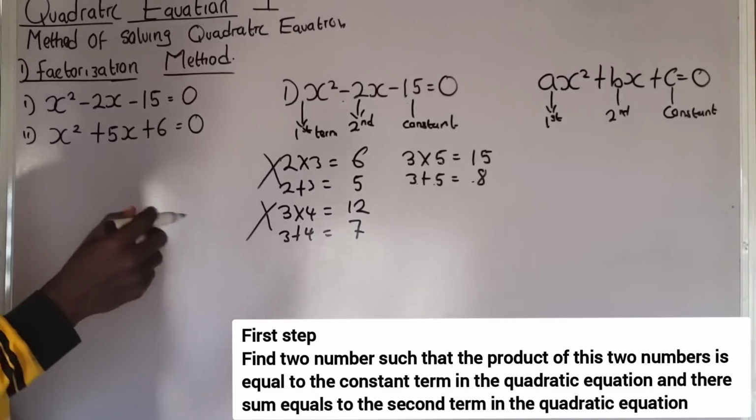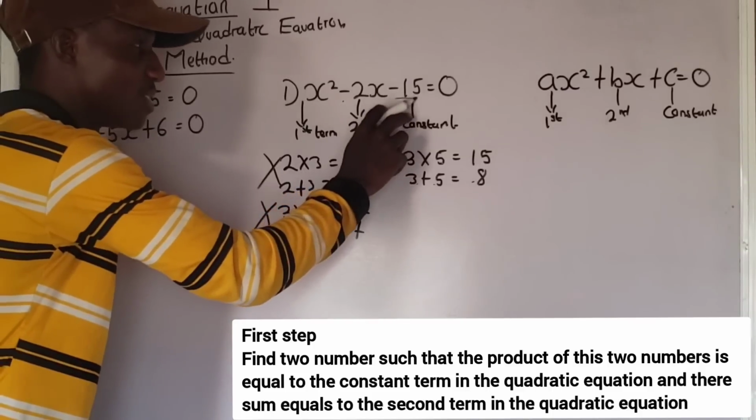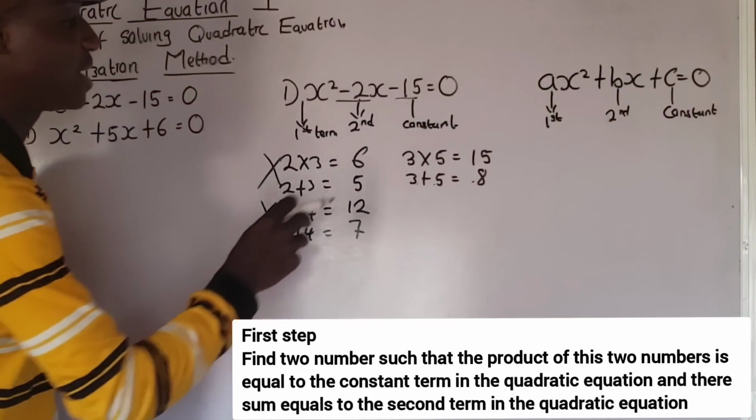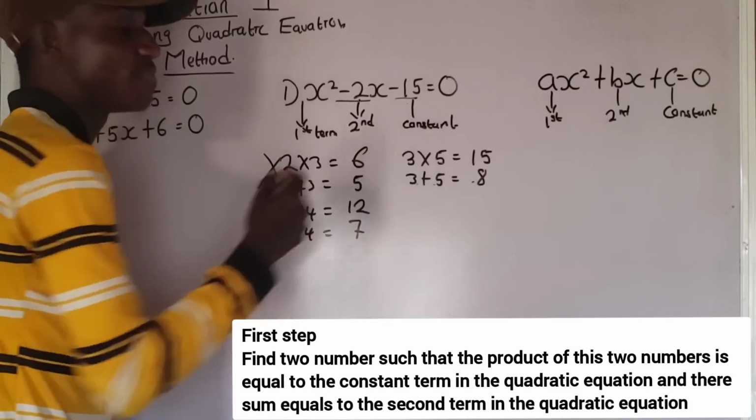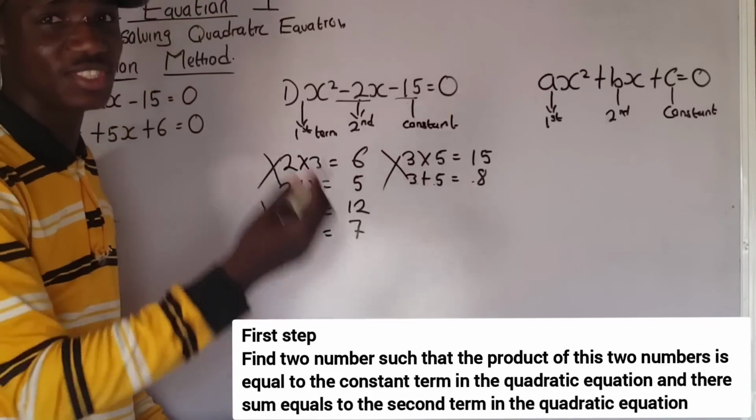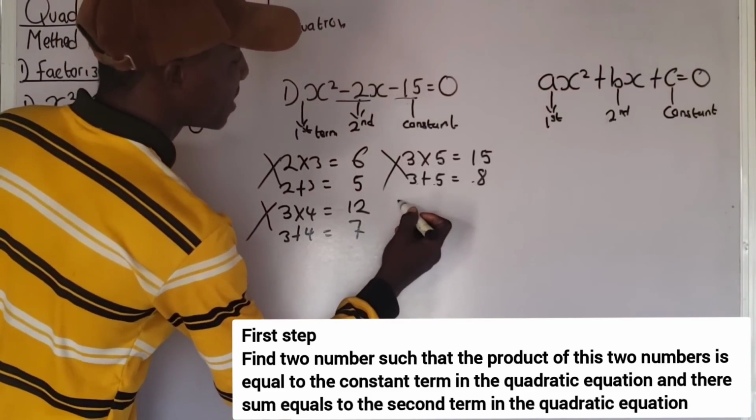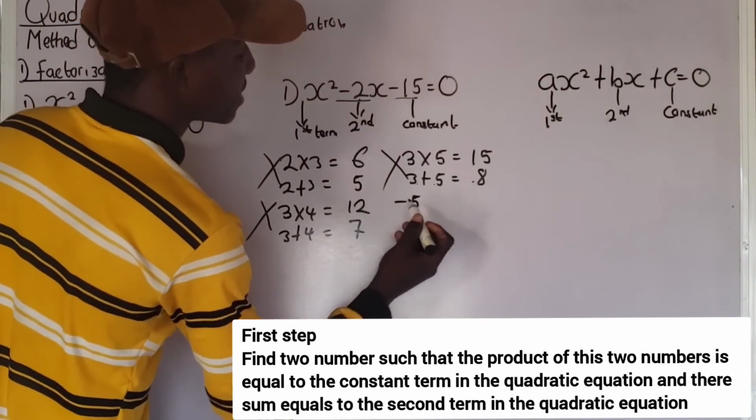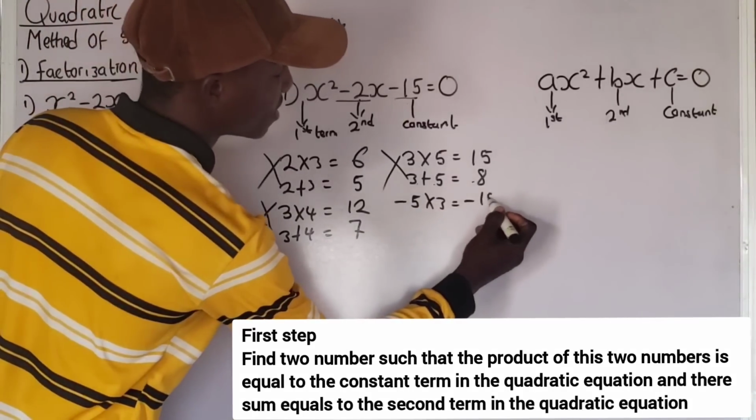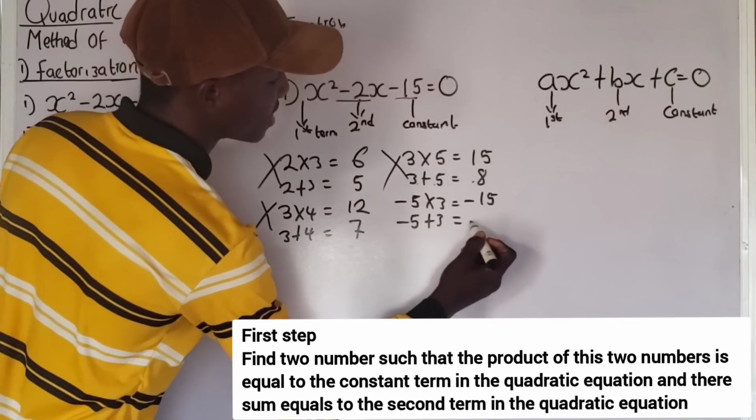You see, the product of these 2 numbers that we need must be equal to negative 15. And their sum must be equal to what? Negative 2. You understand? Now, by the time I use 3 and 5, 3 times 5 gave me 15. 3 plus 5 gave me 8. So this is also not correct. So let's change the sign now. Okay? Let's change the sign. Let's use negative 5 and 3. You understand? So negative 5 times 3 is what? Negative 15. Are you paying attention? Now, negative 5 plus 3, what is that? Negative 2.